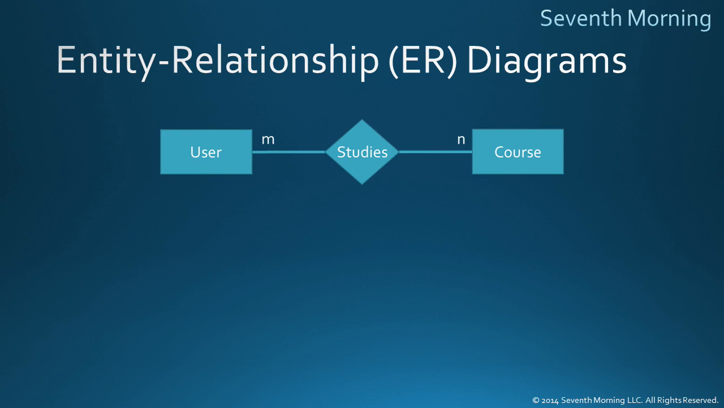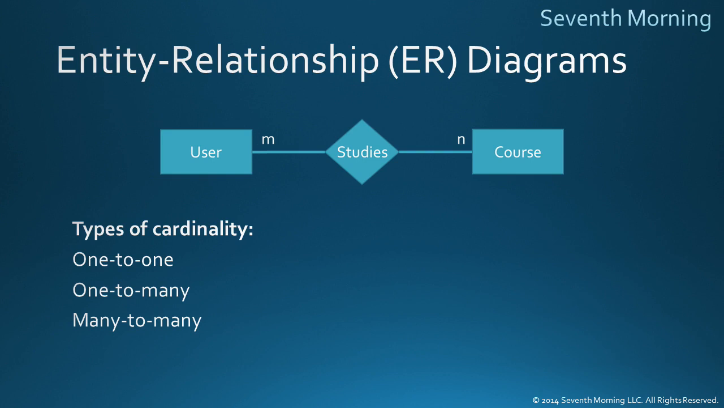There are a couple other variants that we can put in here as well. We can make the N a 1, and that would mean that a course can be studied by any number of users, but a single user can only study one course. Alternatively, we can make the M a 1, and that would represent that there is only one user, but she can study any number of courses.